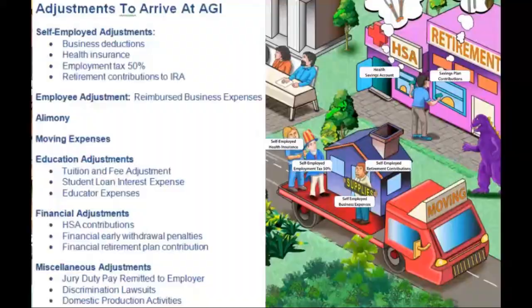We have them in 7 categories and some subcategories. So starting at the top, there's self-employed adjustments. There's 4 of those. There's business adjustments. There's health insurance expenses, employment tax, 50% of that, and retirement contributions to the IRA. So all of those are potentially adjustments to arrive at AGI. As we start, let's remind ourselves, all of these are basically payments you're making, and they're potentially reductions in your adjusted gross income, which means you sort of get compensated for making the payments. That's kind of the concept behind this.